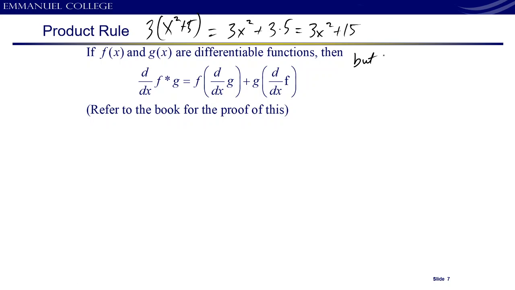But if you have 3 times, let's say, x squared times 5, then there's an issue. It's not equal to 3 times x squared times 3 times 5. Derivatives are the same way. They don't just get distributed in. One of the most common starting mistakes is having two things multiplied together and just taking the derivative of them individually.